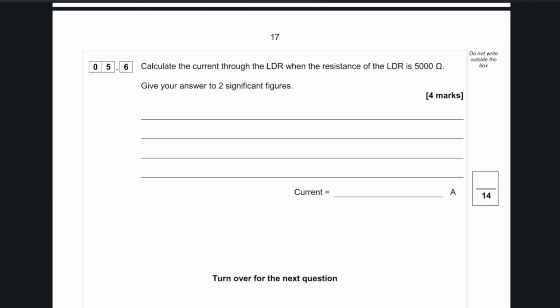5.6, calculate the current through the LDR when the resistance of the LDR is 5000 ohms. Give your answer to 2 significant figures. So this time we want to work out in a little bit more detail.